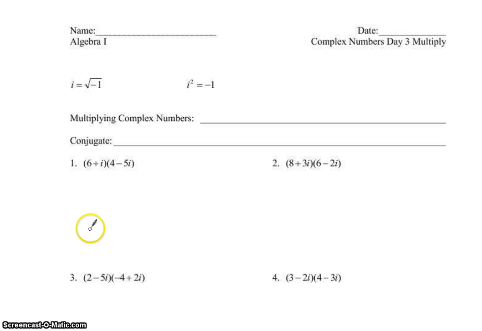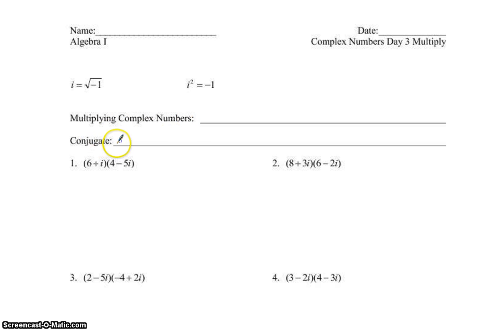Okay, Algebra 1, we're looking at day 3 of complex numbers. Remember that i is equal to the square root of -1, and that i squared is equal to -1. When you are multiplying complex numbers, you have to remember that you're going to distribute, you're going to add your like terms, and then you're going to have to make sure and change i squared to -1.